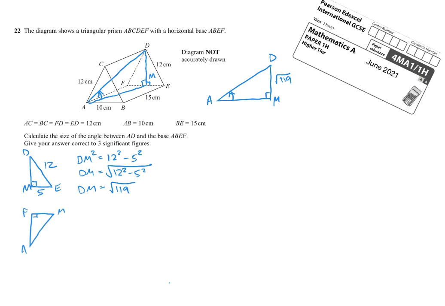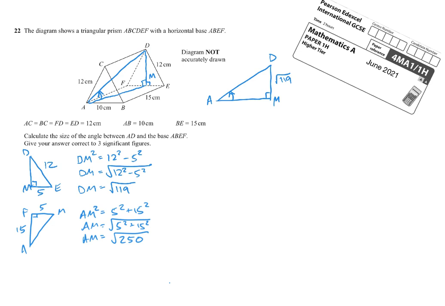AFM is a right angled triangle because it's a rectangular face, and I know that AF is going to be the same as BE, so that's going to be 15. FM is the same as ME, which I know is 5, and I'm trying to find the long side this time, so it's Pythagoras again. AM squared, try not to make the mistake I made just now, AM squared is equal to 5 squared plus 15 squared. So AM is equal to the root of those two. You work that through, AM is equal to the root of 250. Again, leave it in that form, that is good enough.